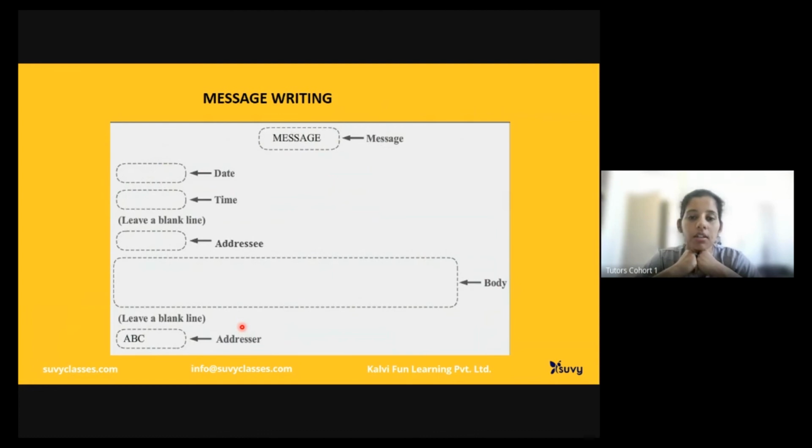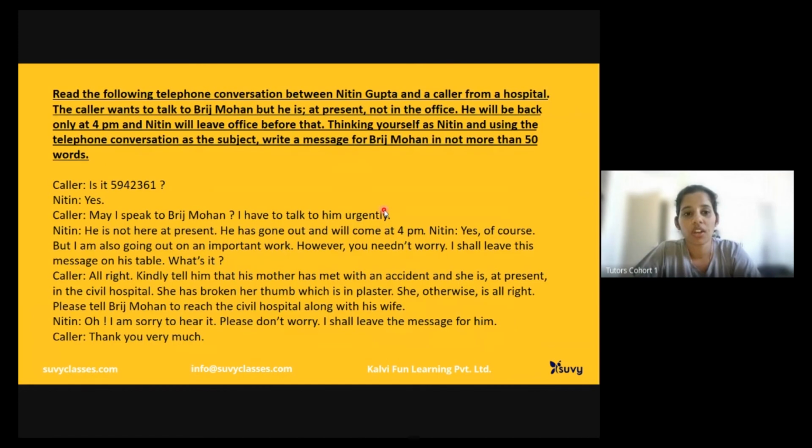Okay? So understood? So this is the format for a message. You have to write the date, time, and to whom you are writing. Okay? Diksha. You will write the name to whom you are writing. If your mom is writing to you, she will write Diksha. Then she will give you all the details. This is a conversation between two people.